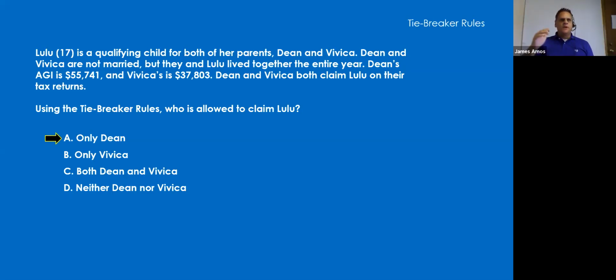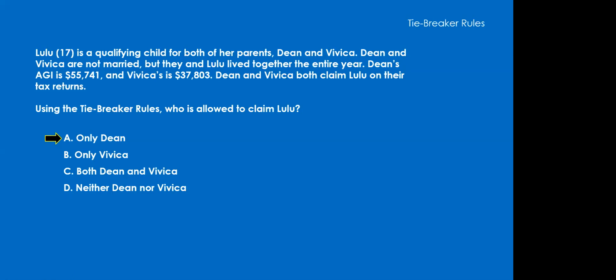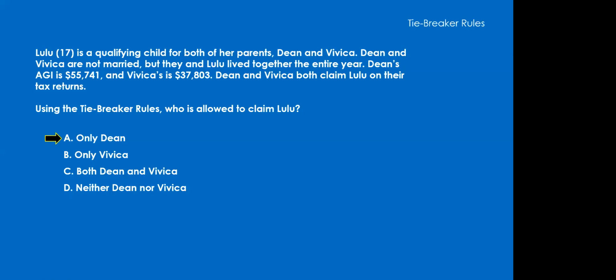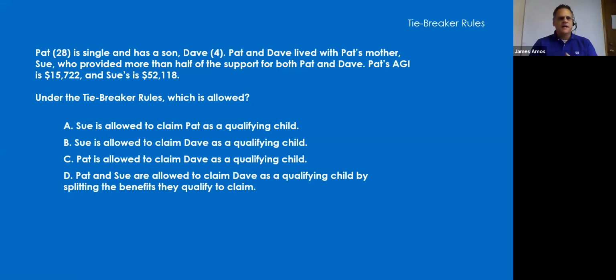And again, tiebreaker rules. First rule is the parent rule. Well, they're both the parents, so we got to go to the next test. Next test is the longest live rule. Well, we've already said that they lived together the entire year, so that doesn't help us. What's the next rule? Highest AGI rule. And who had the highest AGI? Dean. Exactly right. And while we're at it, what's the fourth rule? Non-parent rule. Okay. So another tiebreaker rule.